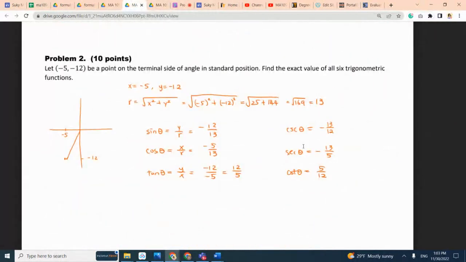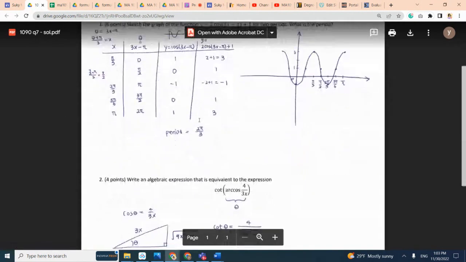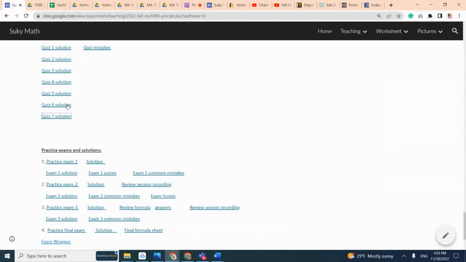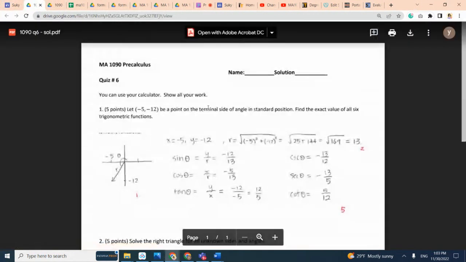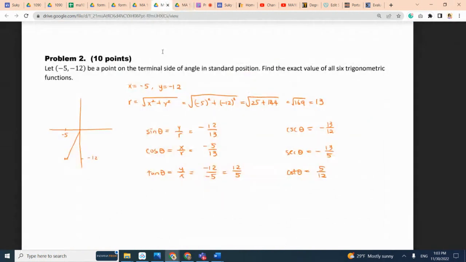Okay, problem 2. Do you know this is exactly the quiz problem? Do you realize that? It's actually the same quiz problem. Was that quiz 7 or quiz 6? Yeah, quiz 6. Yeah, the problem 2 is exactly the quiz problem. You see, everybody?